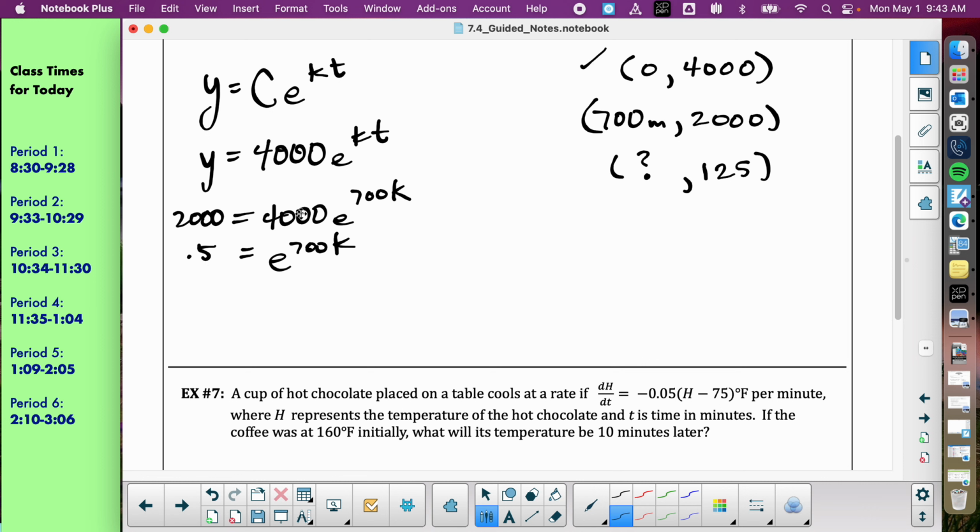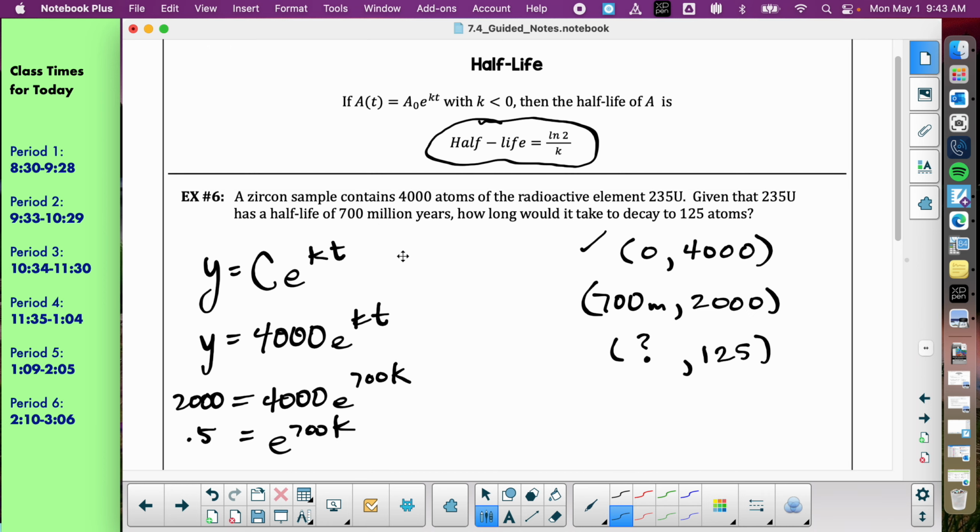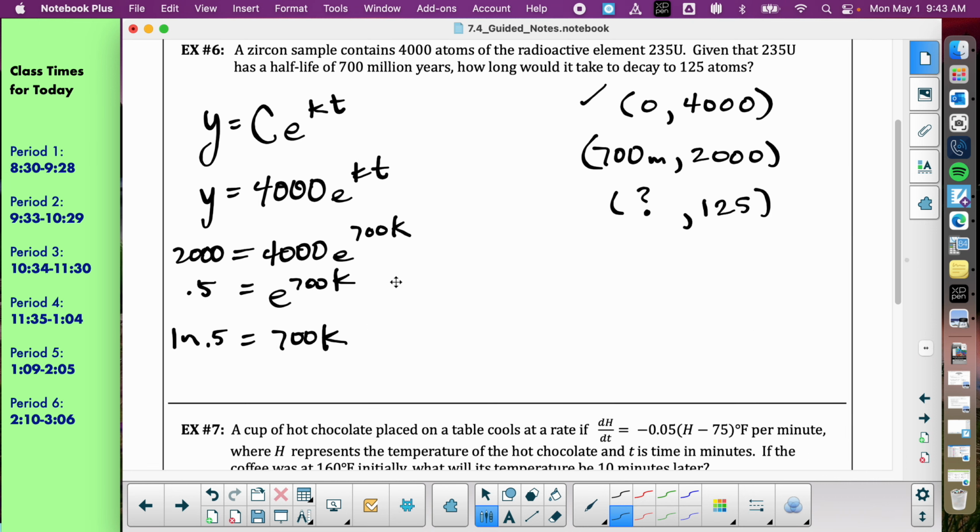And then I would take the natural log of both sides. And then ln of 1/2 will be divided by 700. Is there a negative sign up top? I didn't see one. There's supposed to be. It's supposed to say negative ln 2. Ln of 0.5 divided by 700 would be our k value. Ln of 0.5 can be written as ln of 1 minus ln of 2. That's where the negative ln 2 comes from.